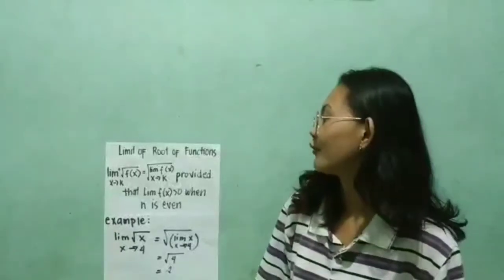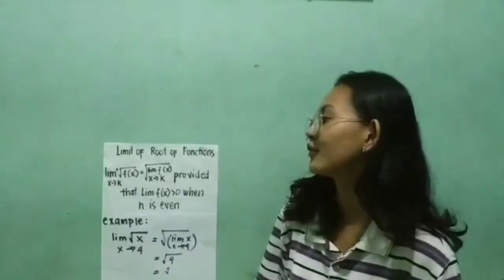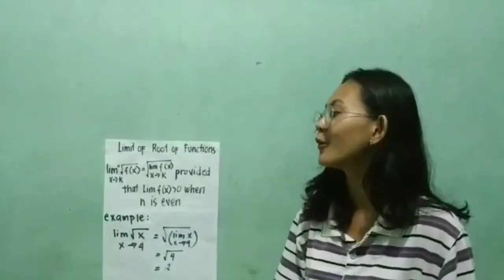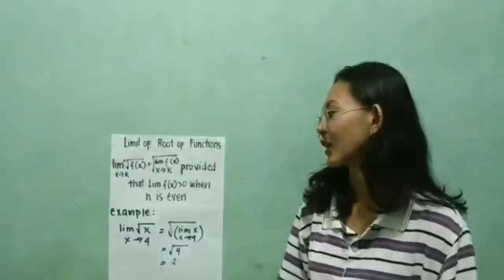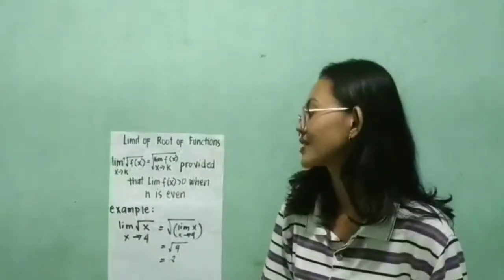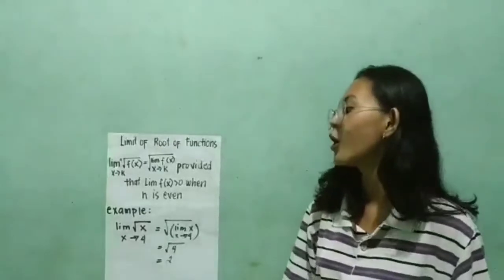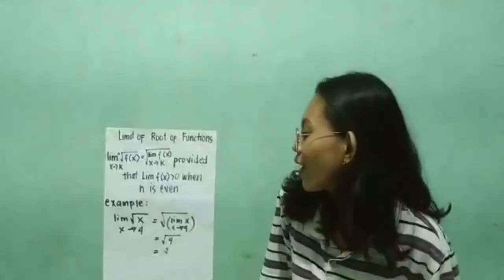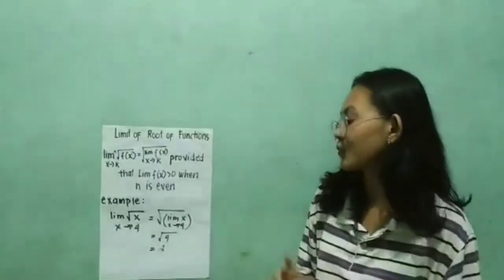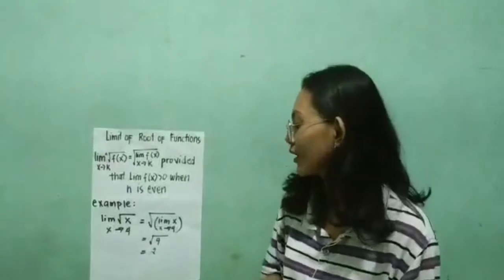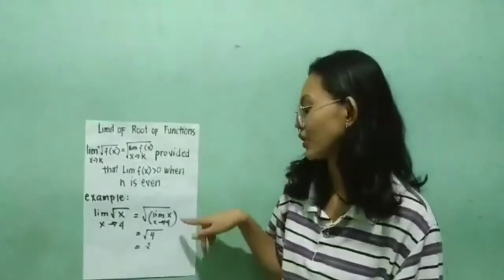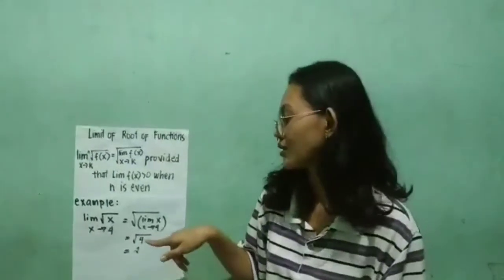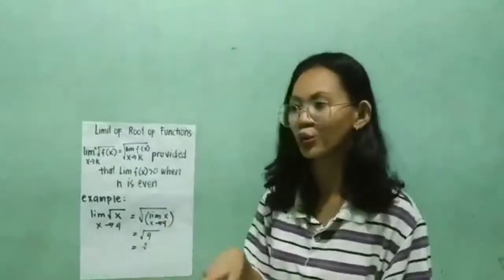Limit of root of functions is defined as limit of nth root of f of x where x approaches to k is equal to nth root of limit of f of x where x approaches to k, provided that the limit of f of x is greater than 0 when n is even. Example, limit of square root of x where x approaches to 4. Lahat ng x papalitan ng limit of x where x approaches to 4, kaya magiging square root of 4, kaya square root of 4 is equal to 2. So, 2 yung magiging sagot.